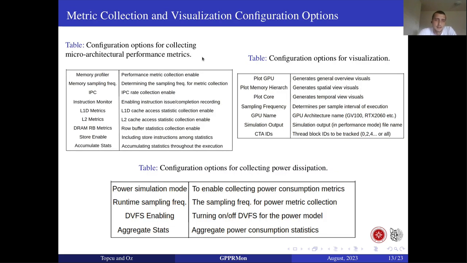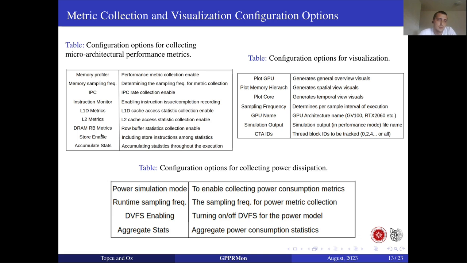These are the configuration options. These are the tables showing the configuration options for metric collection and visualizations. On the left side, you see the configuration options for the microarchitectural performance metrics, and on the bottom, you see the power spatial metric collection configuration options. On the right side, these are the visualization configuration options.